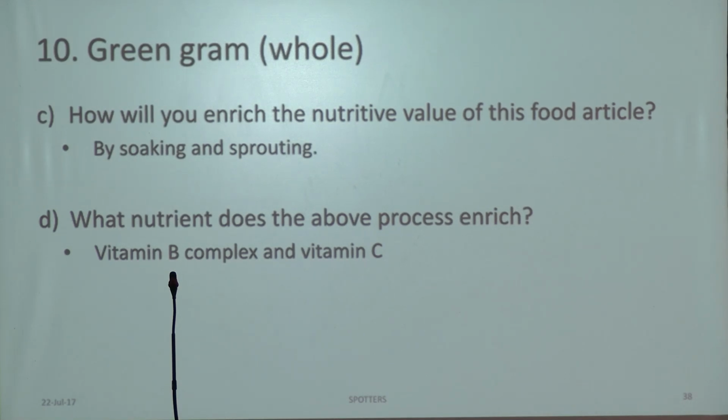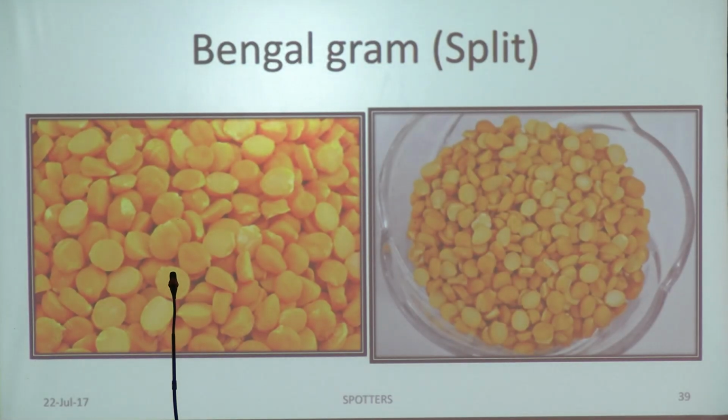Why? Because if we soak it, the nutrients move from the outer part to the middle, and it becomes much easier to digest. That is why it is advised to consume it after sprouting. The above process enriches vitamin B complex and vitamin C. What is this? Bengal gram?